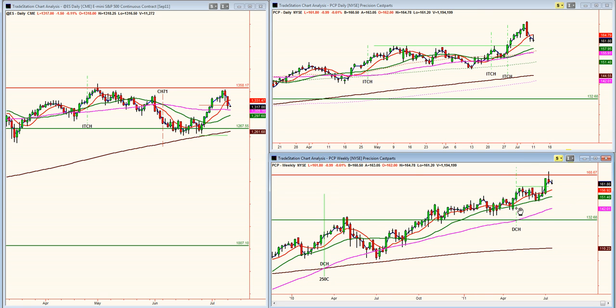PCP had given us a DCH back at the beginning of April. Okay. So we were waiting on a potential trade which came here. So you see the correlation in April. DCH, an itch, which is our intraday crosshair. We were alerted to this with a DCH.